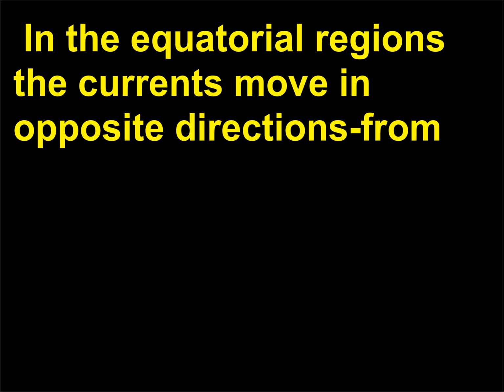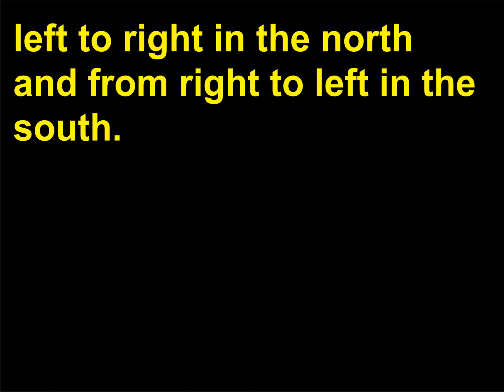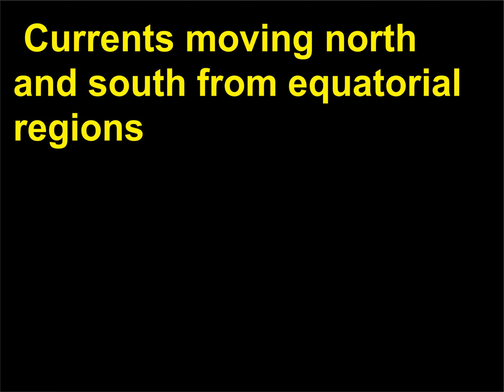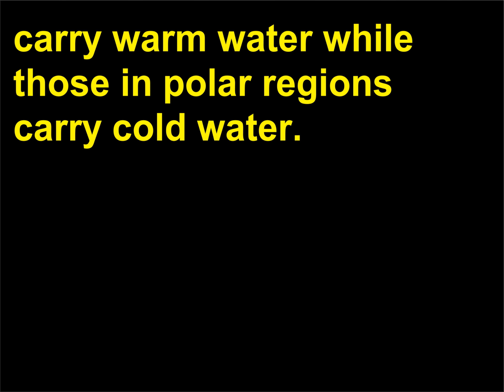In the equatorial regions the currents move in opposite directions, from left to right in the north and from right to left in the south. Currents moving north and south from equatorial regions carry warm water, while those in polar regions carry cold water.